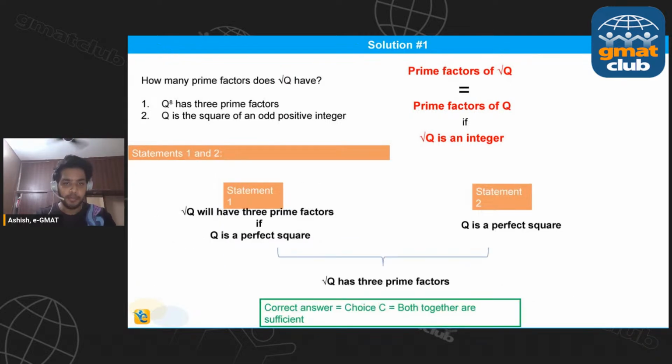Now, when we combine both the statements, statement 1 tells us that q has 3 prime factors, and square root q has the same prime factors as q. This is told to us in statement 2. So when we combine both of these pieces of information, we get to know that square root q would have 3 prime factors. We get a definite number of prime factors. So we can surely say that both the statements combined give us the number of prime factors that square root q has. Therefore, the answer to this question was C. I hope everyone gets this.